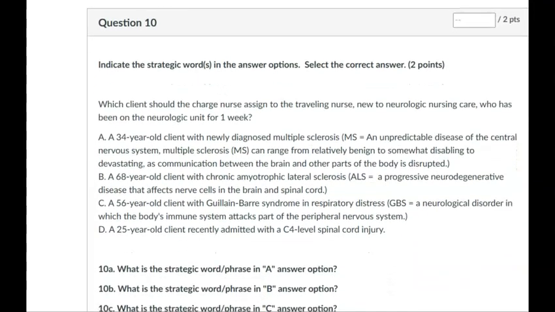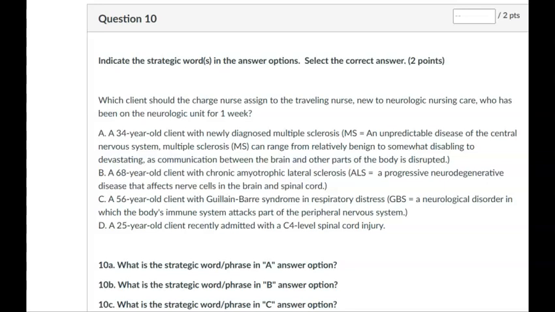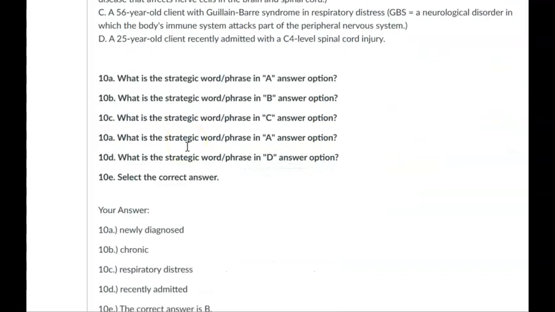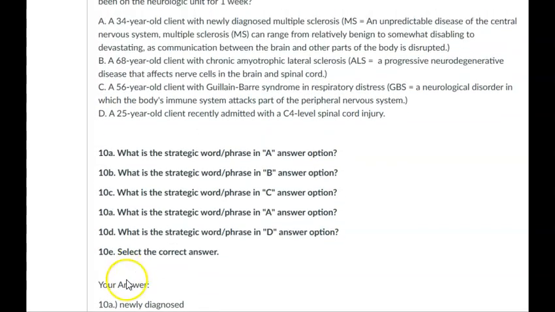Question 10, you needed to indicate the strategic word in the answer options and then select the correct answer. So you got which client would the charge nurse assign to the traveling nurse new to the neurologic nursing care who has been on the neuro unit for 1 week. So A is a 34-year-old client newly diagnosed with MS. And that's it for that one. We have here newly diagnosed. That is correct. So that's telling us that that person is likely going to need teaching and a little bit more care and time. B, 68-year-old client with chronic ALS.